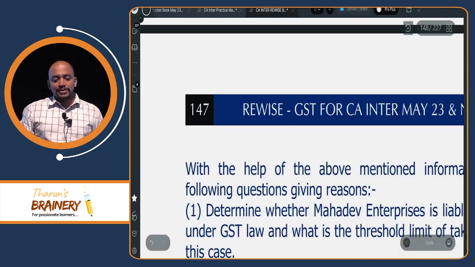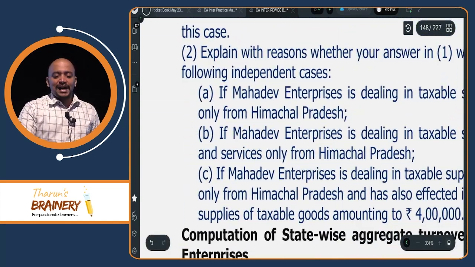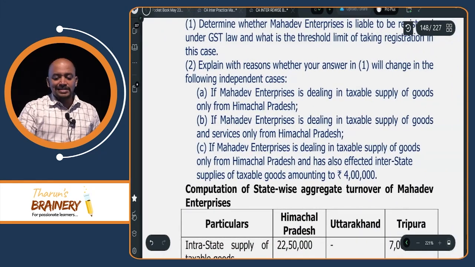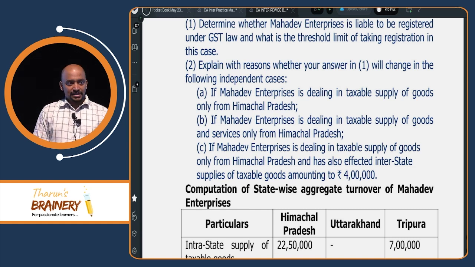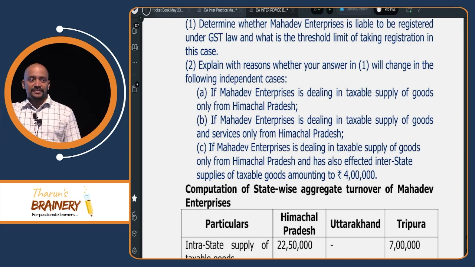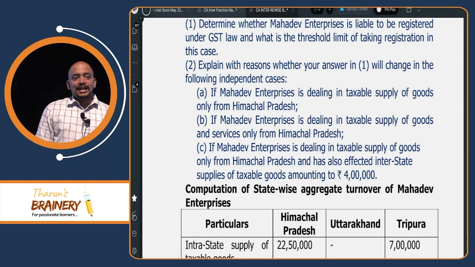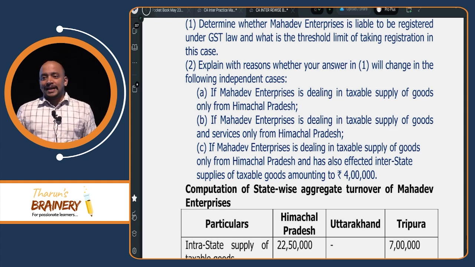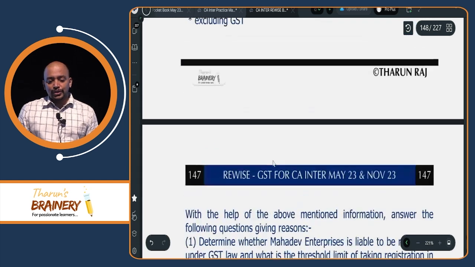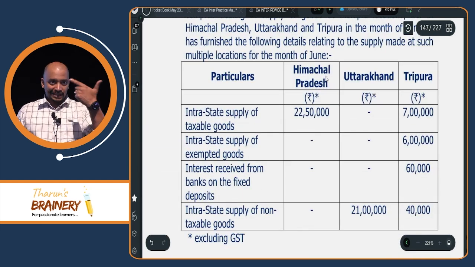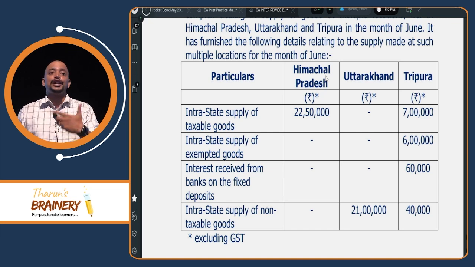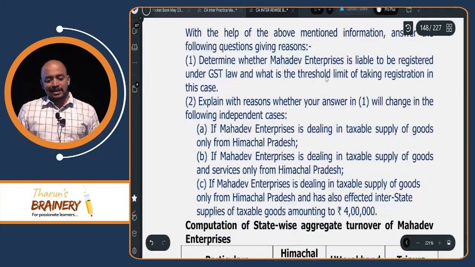Understood? Now, next part. If Mahadev Enterprises is dealing in taxable supply of goods and services only from Himachal Pradesh, they are dealing in both goods and services, then the limit will be 20 lakhs. So even though they are doing business only in Himachal Pradesh, but both goods and services, so 20 lakhs, but their turnover is 22 lakh 50, therefore they need to register in Himachal Pradesh.